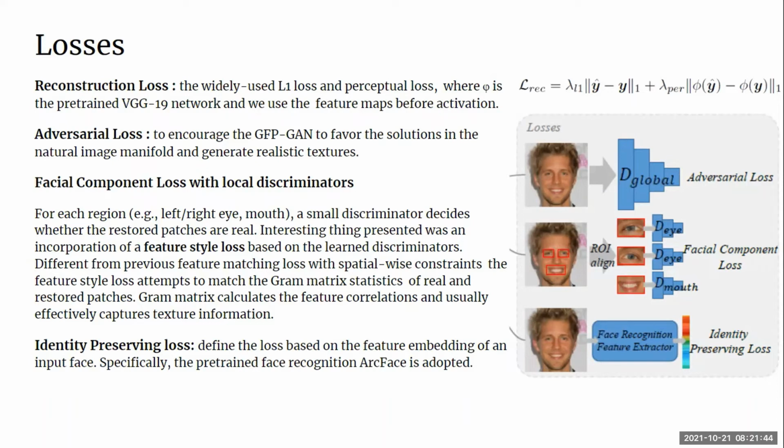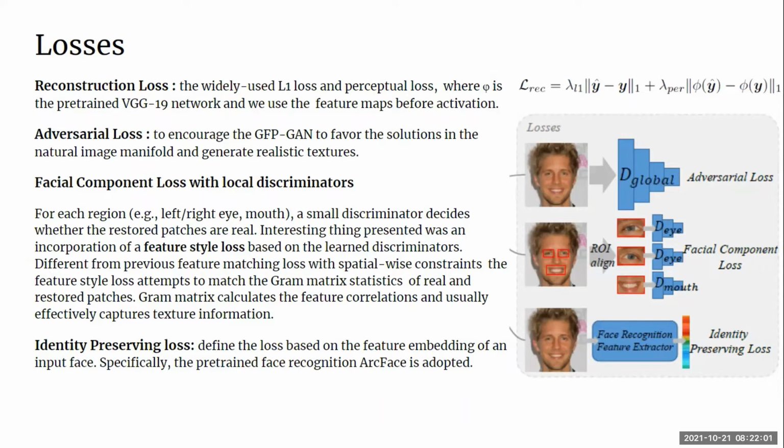The second one is the adversarial loss. It's to encourage the GFP-GAN to favor the solution in the natural image manifold and generate realistic textures. What does that mean? Technically, you just want to see how realistic your produced image is.